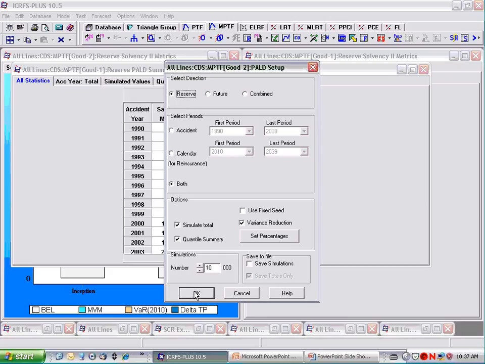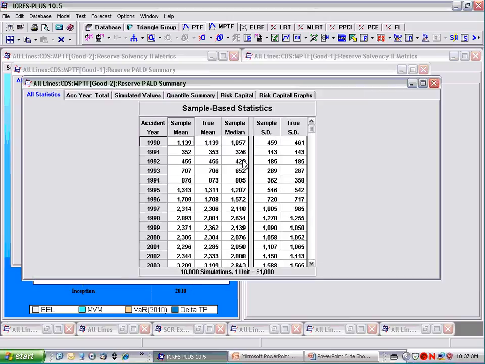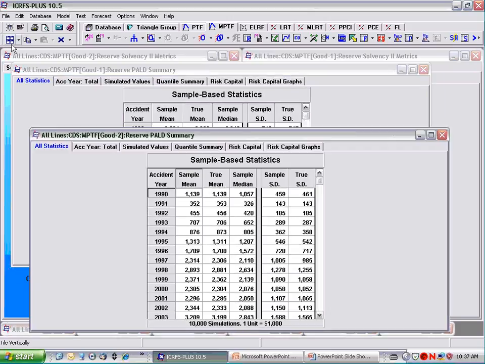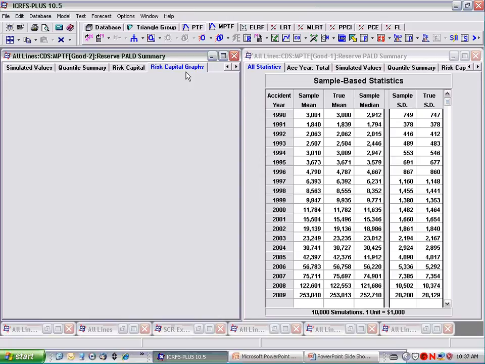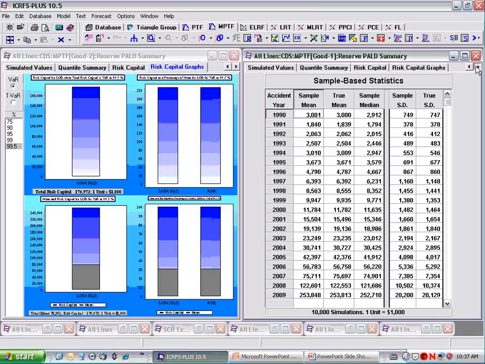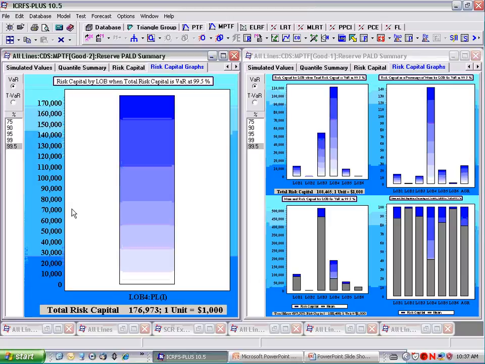So let's look at capital allocation based on VAR of the aggregate. We've done 2 simulations. So let's look at the 99.5 percentile. If you're looking at LOB4 on its own, at 99.5%, VAR of the aggregate is 176 million.